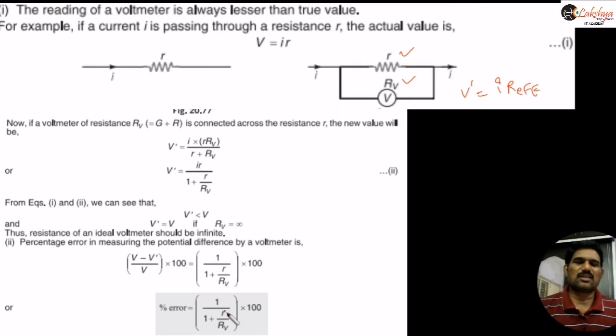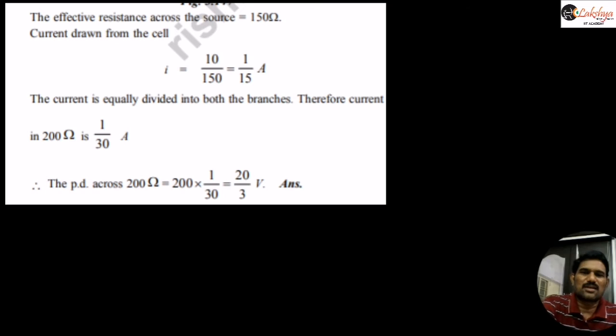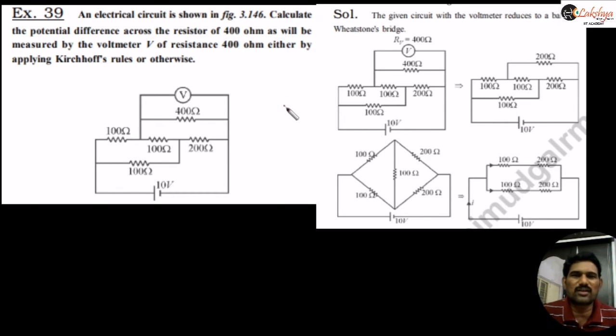They will give the R value, the resistance across which we are finding the potential difference, and they will give the resistance of this voltmeter. So from those two values you can calculate this percentage error here, right? And so next, let us say this voltmeter is having some resistance. Let us see how to find the reading of this voltmeter.